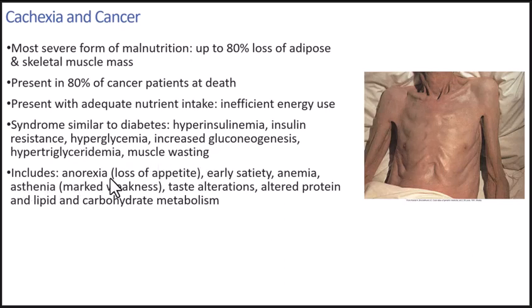Common is anorexia at some point, which would be loss of appetite, and one of the reasons for this is because of early satiety. This means they feel fuller sooner and they stop eating because of that. Anemia is common as well, not getting enough iron and not being able to use it appropriately. Lack of muscle that we spoke about already can lead to marked weakness, which we call asthenia. Alterations in taste can come from treatment such as chemotherapy. And then we already spoke about how there's altered protein, lipid, and carbohydrate metabolism, and we're using more than we're able to produce.